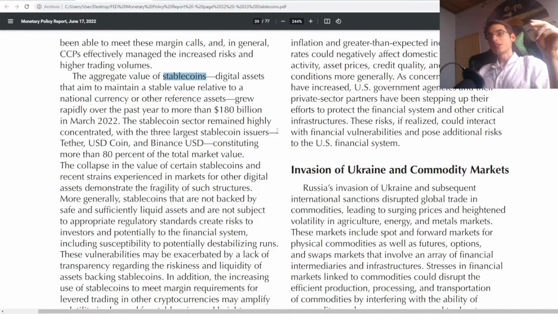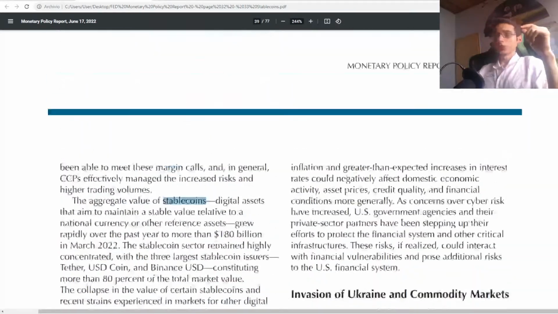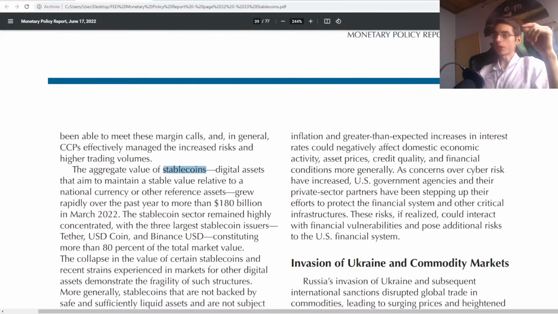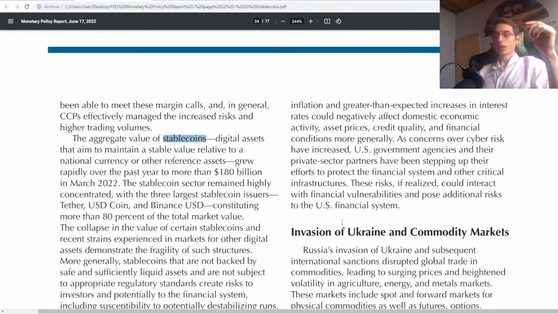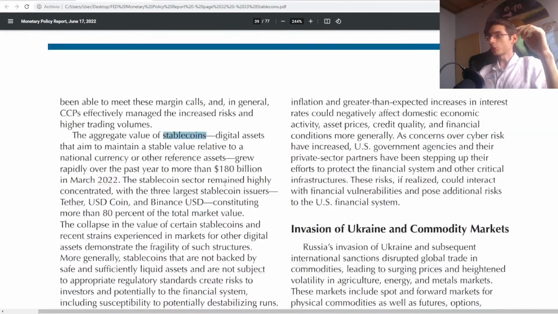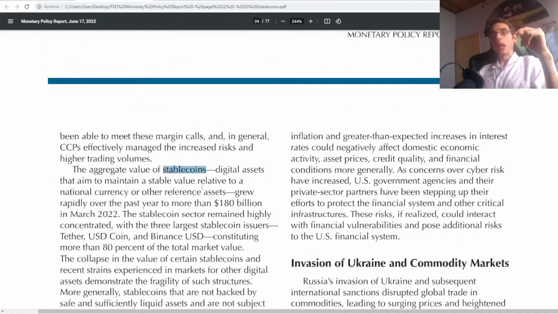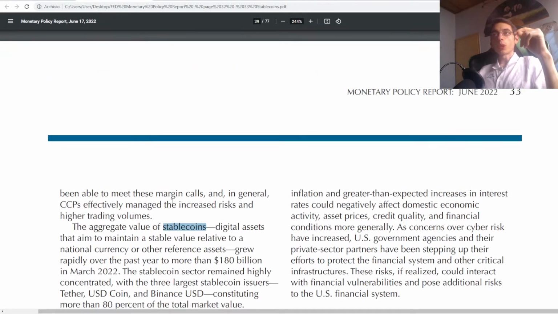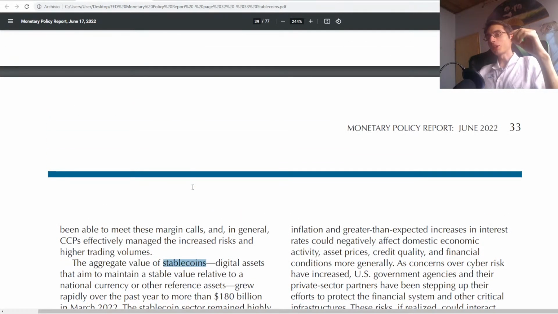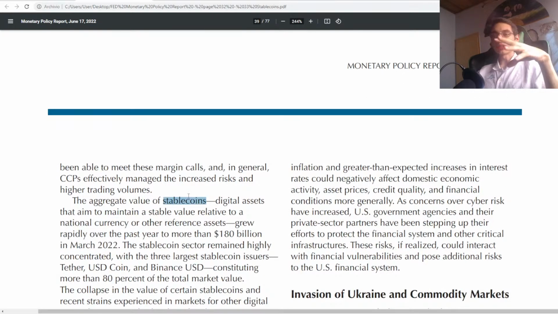We are seeing this, and we will see what will happen from this perspective. The more you can actually read by yourself, they talk about the invasion of Ukraine and commodity markets, as I already talked about. We'll have some problems from the food supply also, and this report is 77 pages, so take your time.